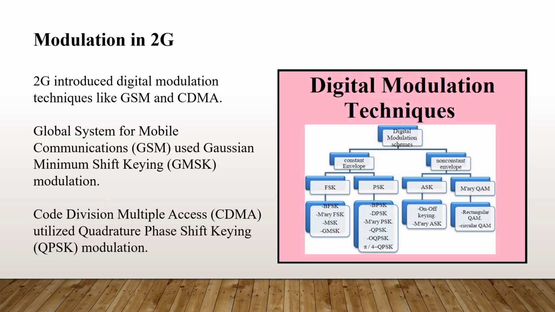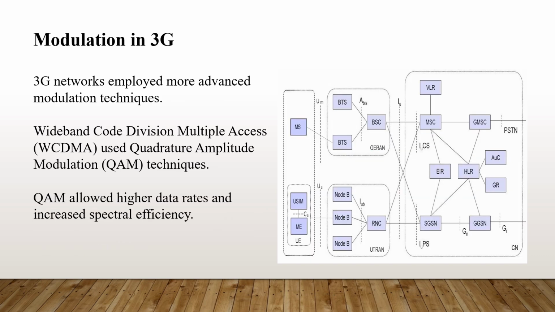Modulation in 2G. 2G introduced digital modulation techniques like GSM and CDMA. Global System for Mobile Communication, GSM, used Gaussian minimum shift keying, GMSK modulation. Code division multiple access, CDMA, utilized quadrature phase shift keying, QPSK modulation. How the digital modulation techniques worked in 2G: there is this diagram which shows us how this is formed.